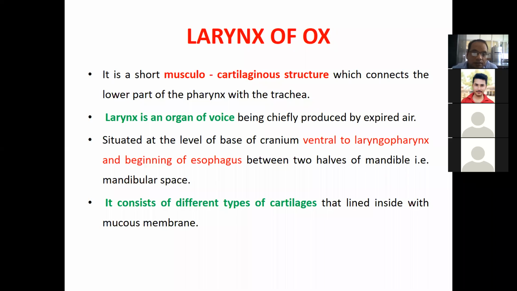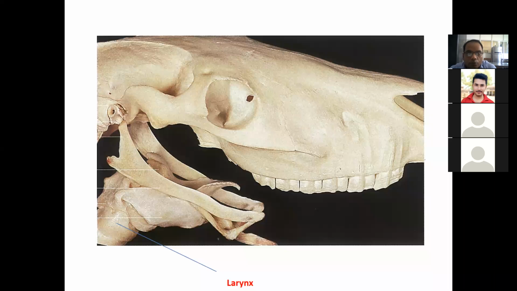So in the larynx, there are four types of cartilage, that is cricoid, epiglottis, arytenoid, and the thyroid. You see the exact position of this larynx. You see this one is the hyoid bone. This is the hyoid bone, and you see this is the stylohyoid. This is the greater cornu of the hyoid bone, or you can also say the stylohyoid.